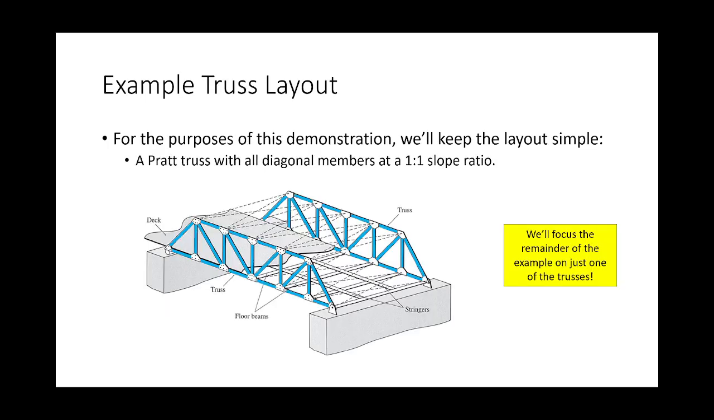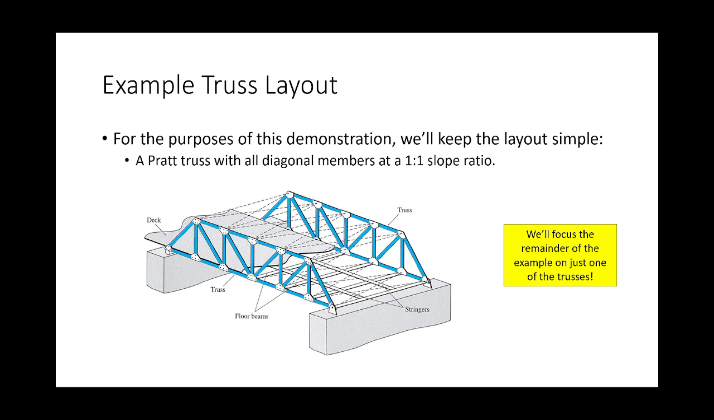So what I'm going to do for this truss is use a layout that looks something like this. We call this a Pratt truss. It's a very, very simple truss layout. The diagonals are all at a 1-to-1 slope ratio. I'm just keeping it very simple for the purposes of the discussion. If you remember, the truss is 60 foot long, so each of these panels are going to be 10 feet apart.